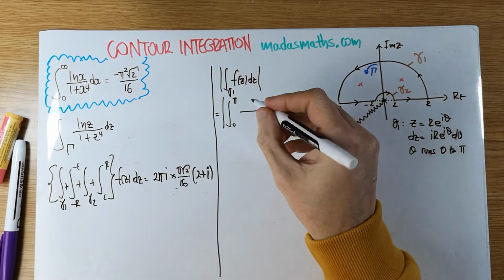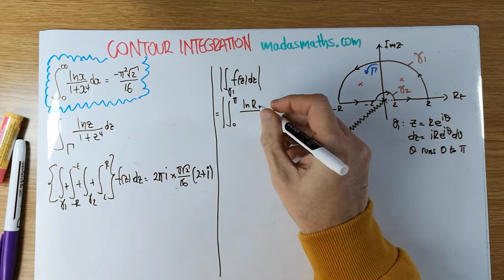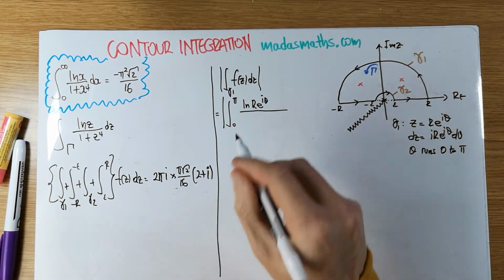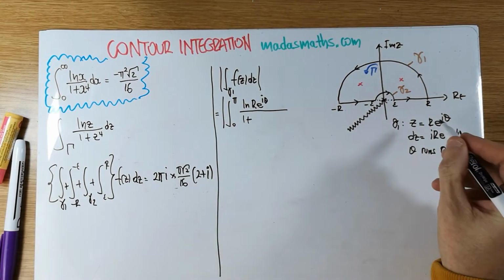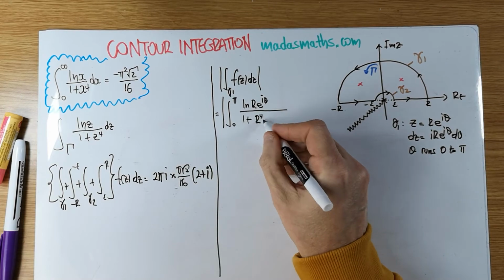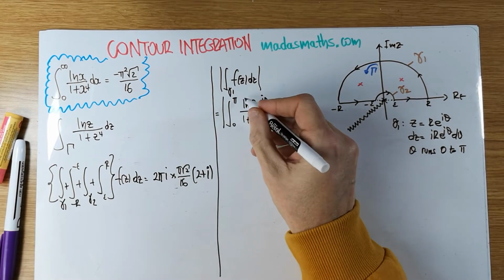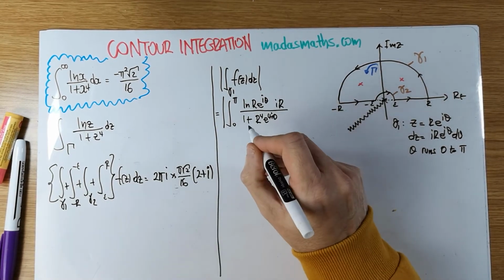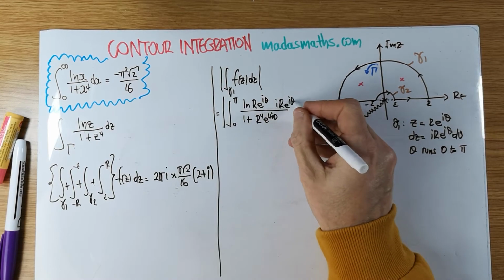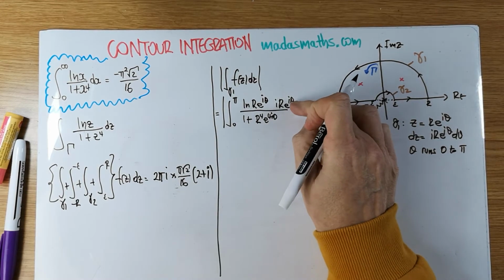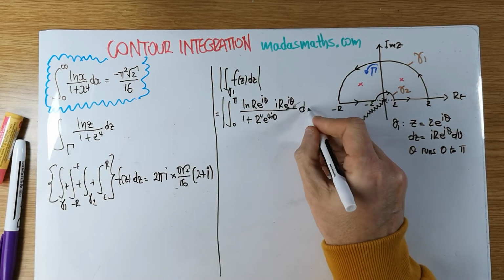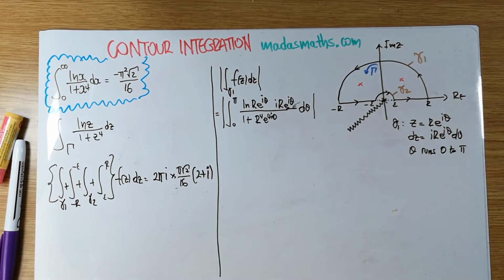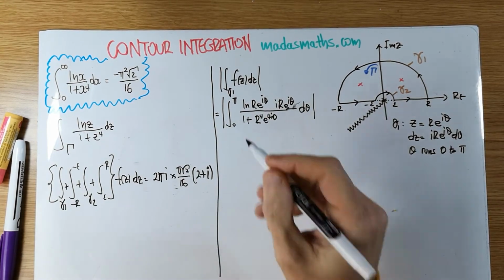So we've got log of r e to the i theta, that's my log of z on the numerator, 1 plus z to the 4, so that's r to the 4 e to the 4 i theta, and the dz, I'm going to write it on the numerator here, i r e to the i theta, and let's put the d theta outside the integrand, so right at the end, d theta. Okay, before I take these brackets, actually I'm going to do it at the same time.